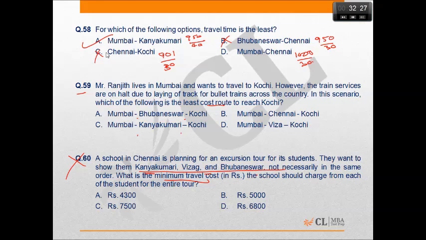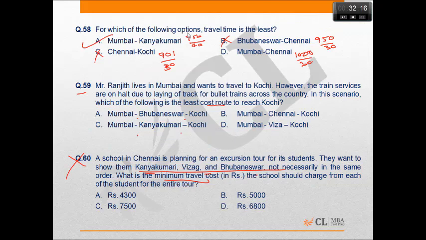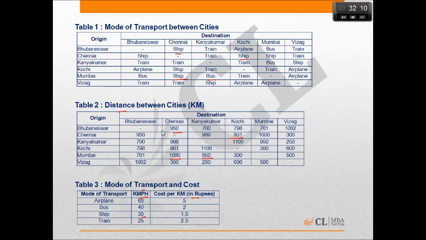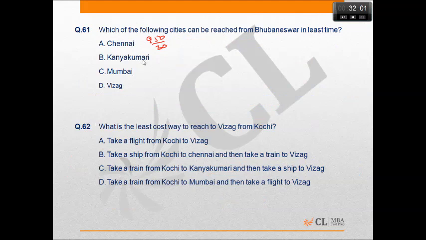Bhubaneswar to Chennai we have already done, 950 by 30. So Bhubaneswar to Chennai is 950 km at 30. Then we have Kanyakumari, Mumbai, Vizag. Bhubaneswar to Kanyakumari is 700. Instead of going back and forth, I am using the question paper now. I have the table in front of me. So Bhubaneswar to Mumbai is 701, and Bhubaneswar to Vizag is 1002.